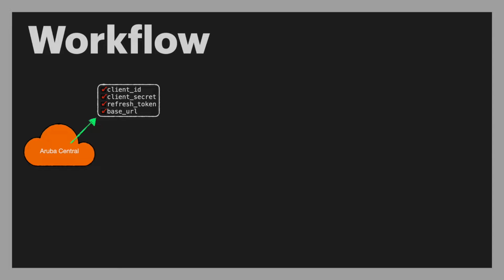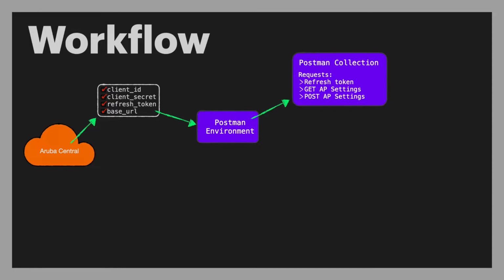And with those variables, we're going to record them in a Postman environment. I'll show you how to do all of this in Postman. So the environment stores the variables for us, and then we build our requests in a Postman collection. And the requests that we're going to build are a refresh token request, and that's because I don't want to manually have to copy and paste the access token each time. We'll build that first. Then we need to build a get AP settings call and a post AP settings call.